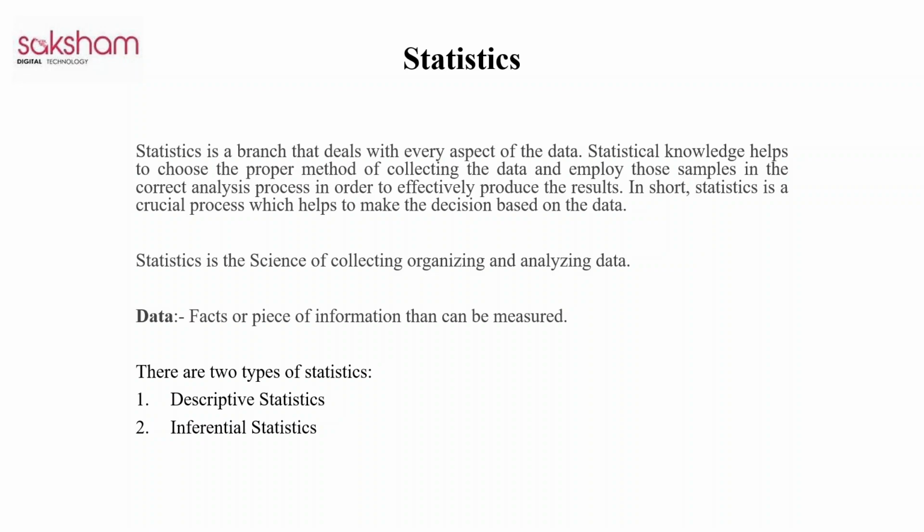Statistical knowledge helps to choose the proper method of collecting the data and employ those samples in the correct analysis process in order to effectively produce the result. So basically, statistics is used to choose the collecting of the data, and for using the samples in the correct analysis process in order to effectively produce the result. So in short, statistics is a crucial process which helps to make decisions based on the data.